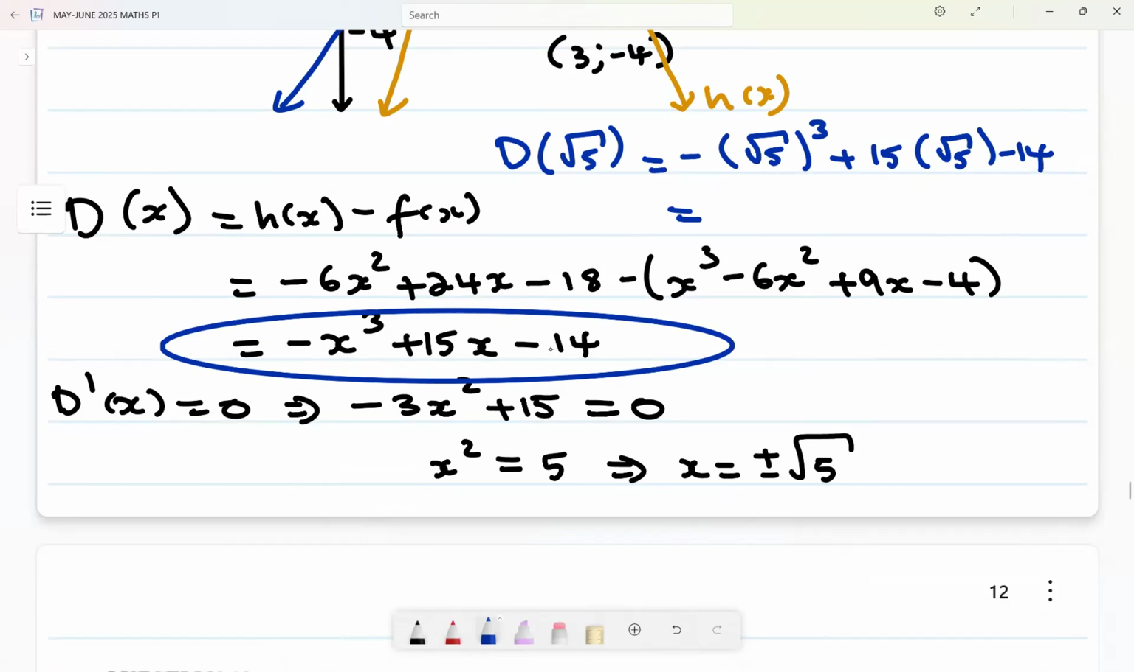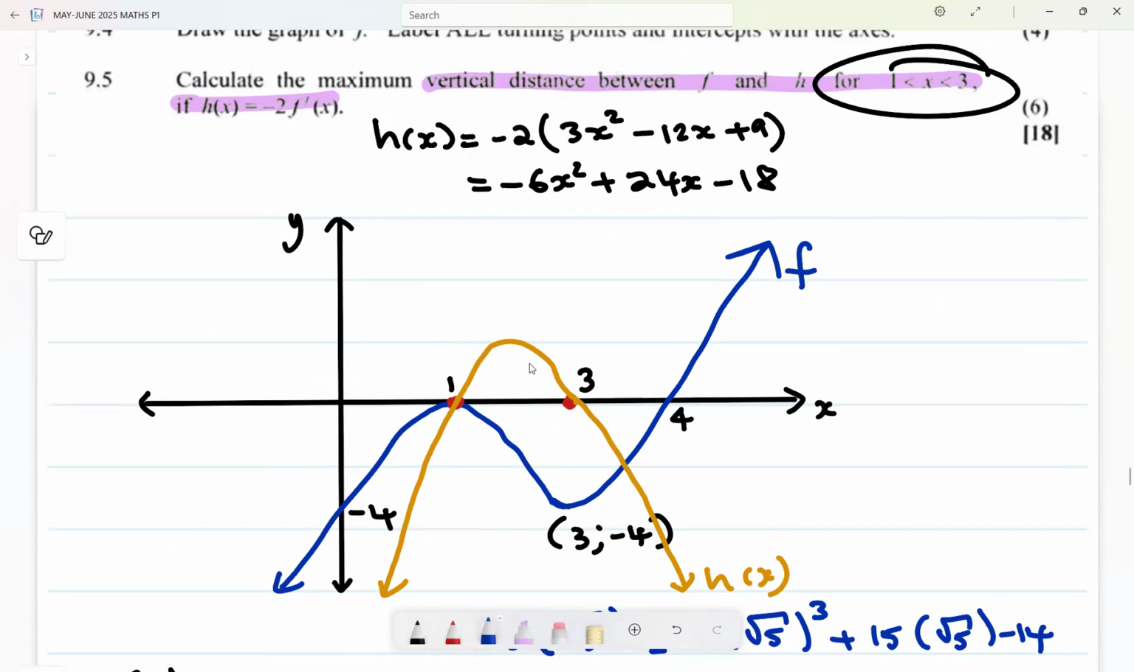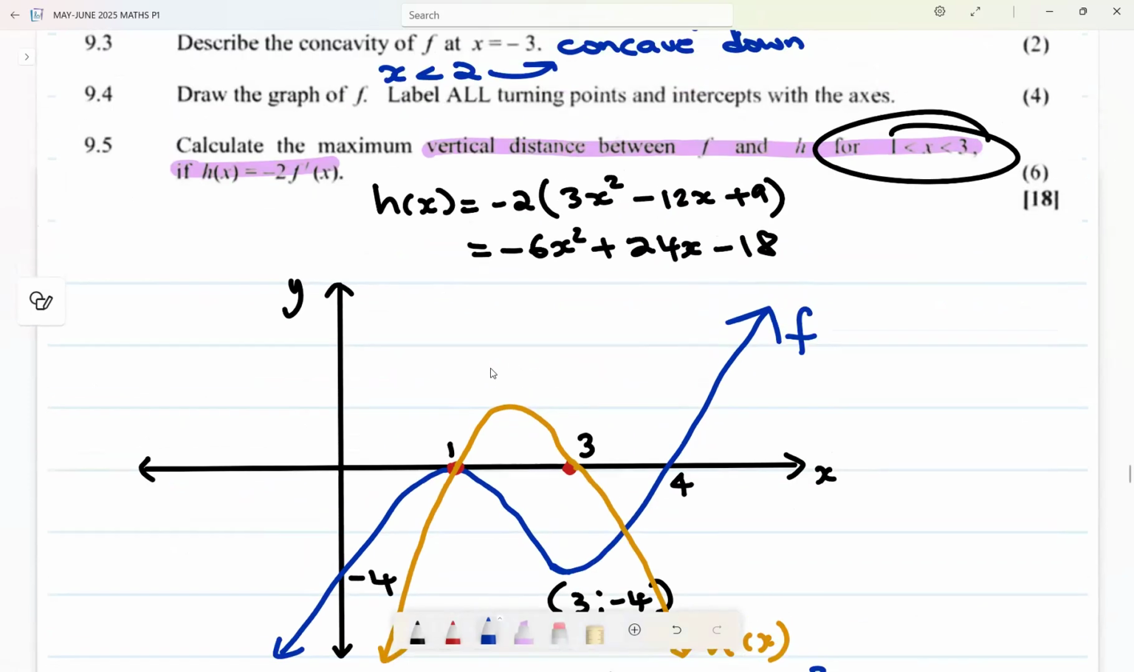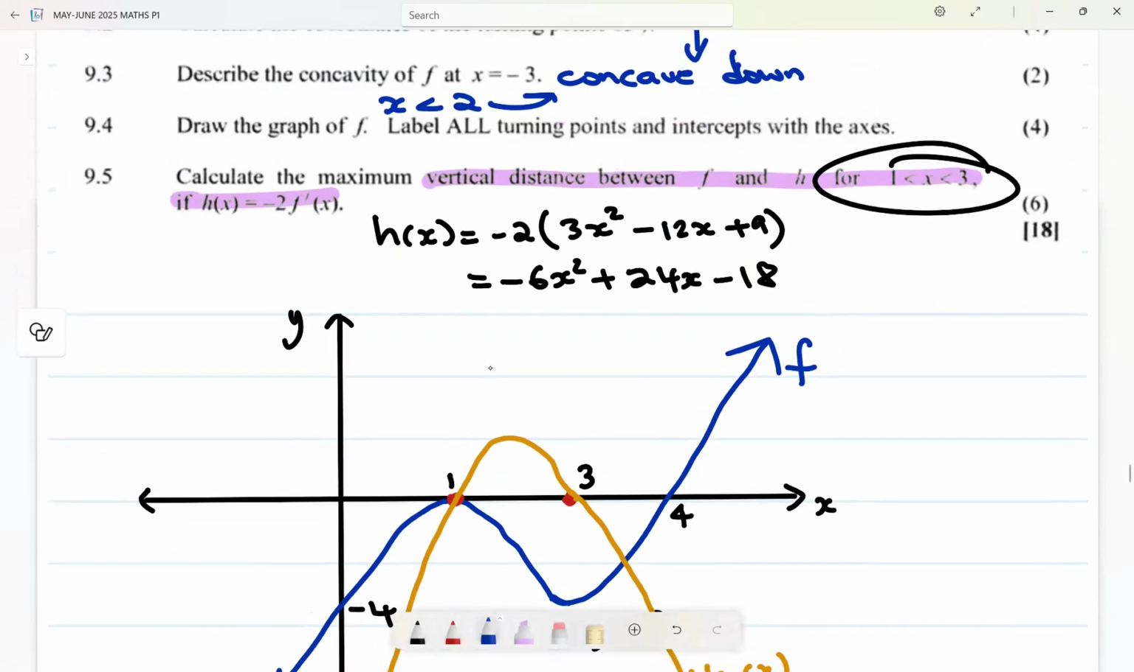Negative square root of 5 cubed plus 15 into square root of 5 minus 14. So we get a number that is something like 8.36 units. Hopefully I did not make any mistake, but yeah, let me just confirm again here.